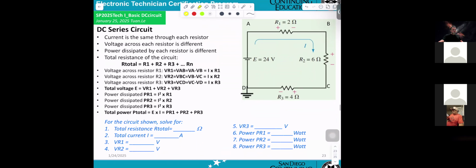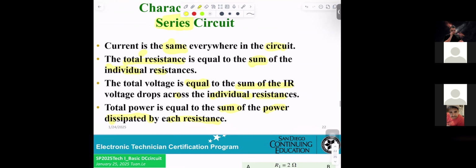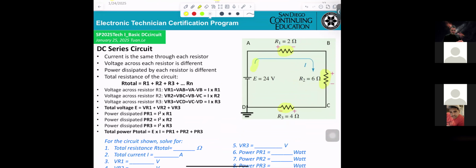Now, you will see this problem here. This is the series circuit. You get the first one, R1 2 ohm, R2 6 ohm, R3 4 ohm. When you're looking into the circuit, how do we recognize the series? Here, you already see the current is the same. That tells you the current flows here.